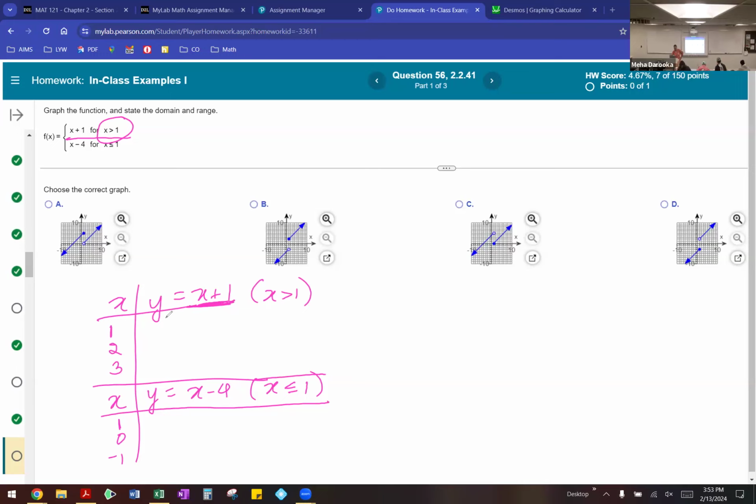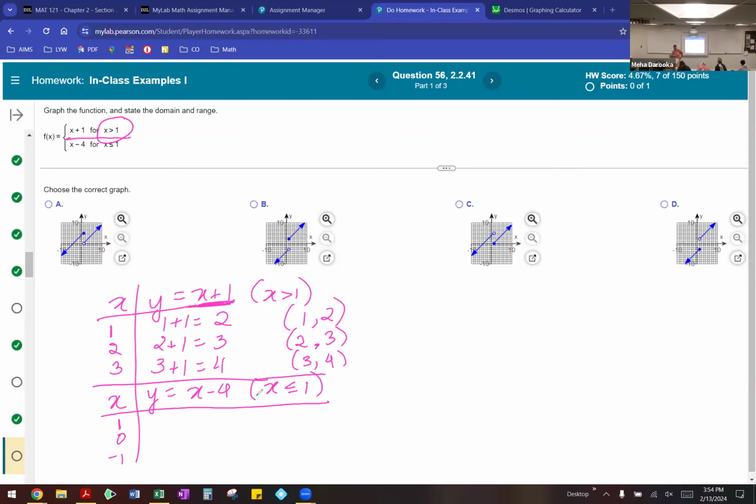So if I do 1 plus 1, because my x is 1, so 1 plus 1 will give me 2. So that's an ordered pair of (1, 2). 2 plus 1 will be 3. So my x value was 2, my y value came up to be 3. This one here, my x value is 3. So that's 3 plus 1, which is 4. So that becomes the ordered pair (3, 4). So that was the first half.